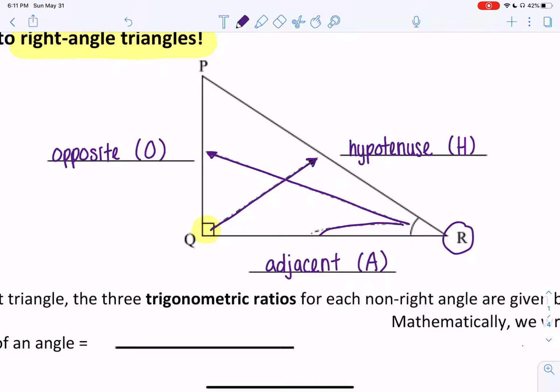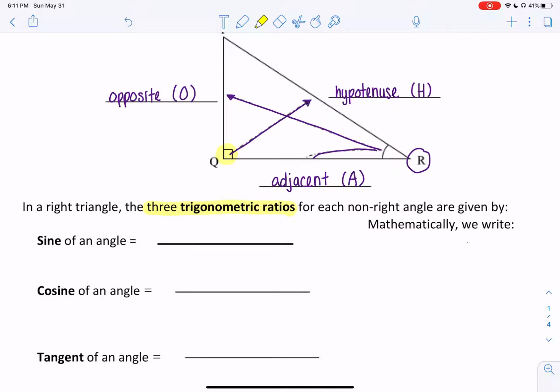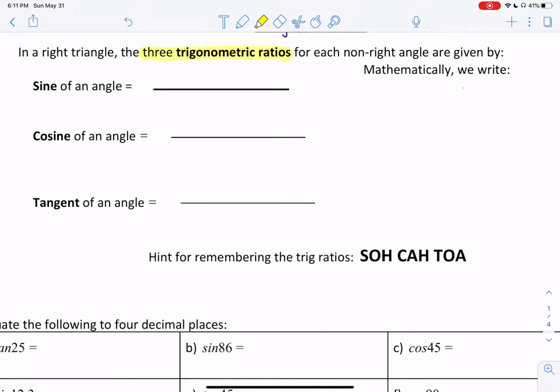Once we've labeled our triangles, we need to be able to use these side lengths and our circled angle in order to set up some equations and find different values. These equations we'll be using are called the three trigonometric ratios. Basically, there's a relationship between my side lengths and my angles, and these ratios or equations use that relationship in order to find angles from side lengths and side lengths from angles. To do this, we'll be using the sine, cosine, and tangent of an angle, and those are the buttons on your calculator that say sin, cos, and tan.